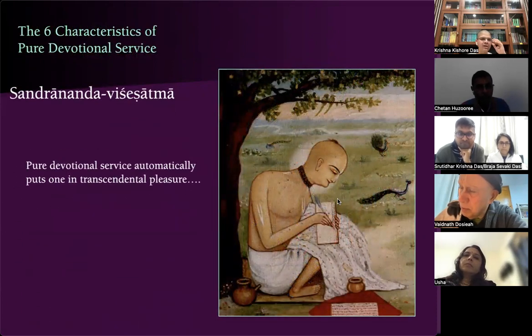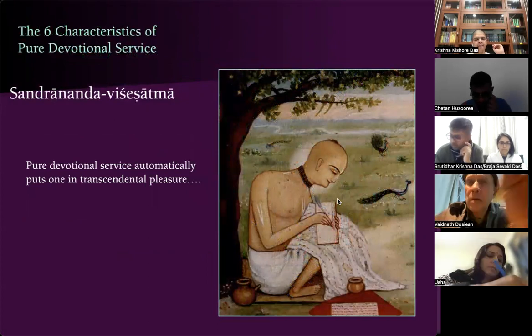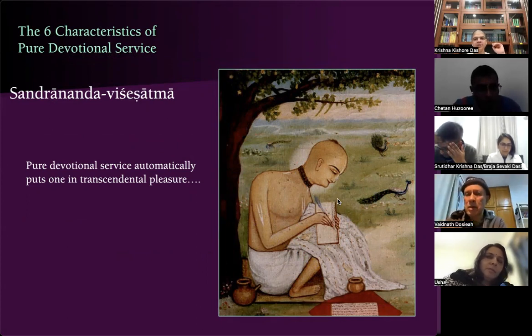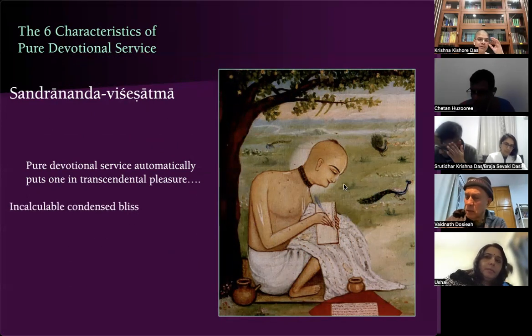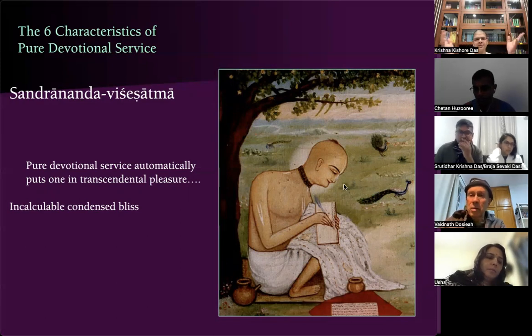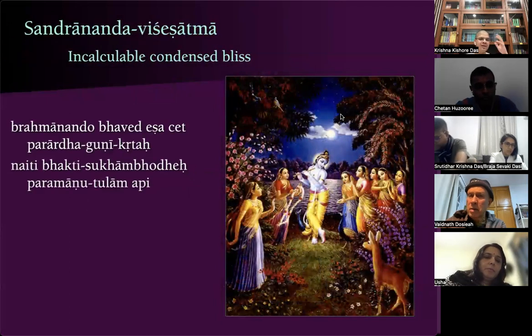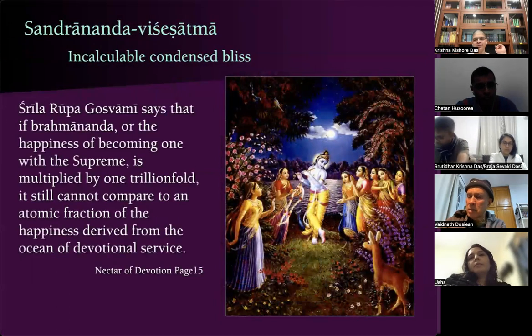Next is Sandrananda Visheshatma. That means pure devotional service automatically puts one in transcendental pleasure. One gets situated in transcendental pleasure. At that time, he doesn't have any consideration of material miseries. He is completely in bliss. Externally, you may say that he is suffering, he has this disease, this and that. Doesn't matter. Internally, the devotee is so happy, so blissful. That is the speciality of devotional service.